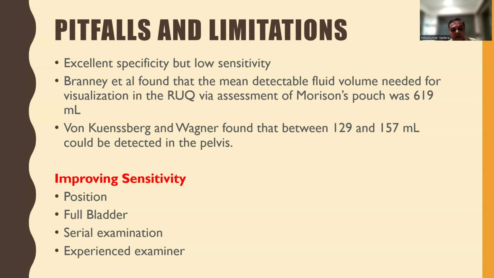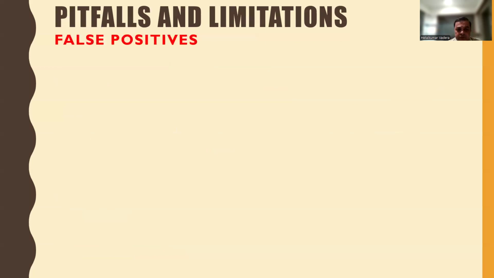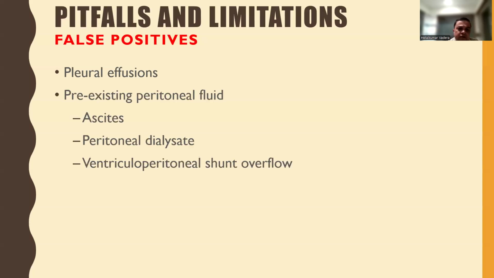An experienced examiner is important, because a beginner may sometimes miss the hemoperitoneum. There are some chances of false positive, like pleural effusion. It looks like hemothorax. So if the patient has pre-existing pleural effusion, it is missed. Pre-existing peritoneal fluid like ascites, peritoneal dialysate, or effusion overflow can be misdiagnosed as hemoperitoneum.